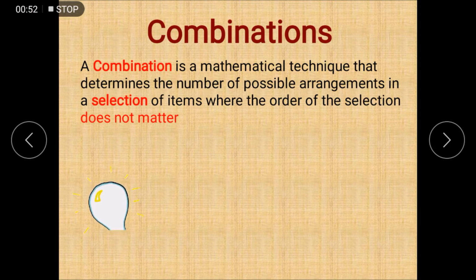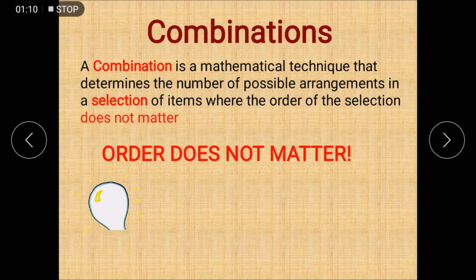So we can see this is the definition of it. Combination is a technique that determines the number of possible arrangements in a selection. So we arrange, or we can say we select. When we select something, the order doesn't matter. So please remember, combination is when we select something where the order does not matter.